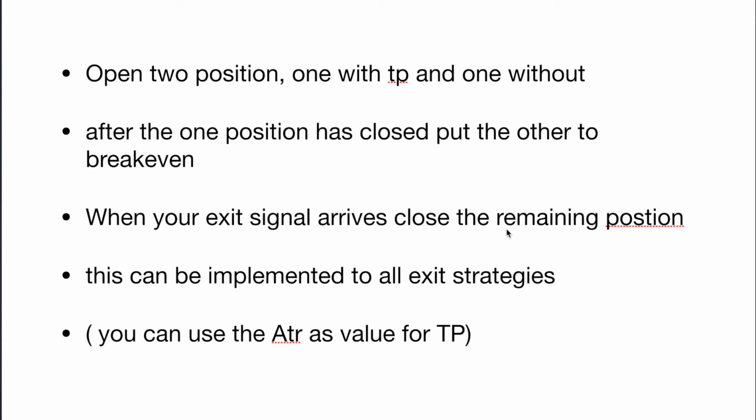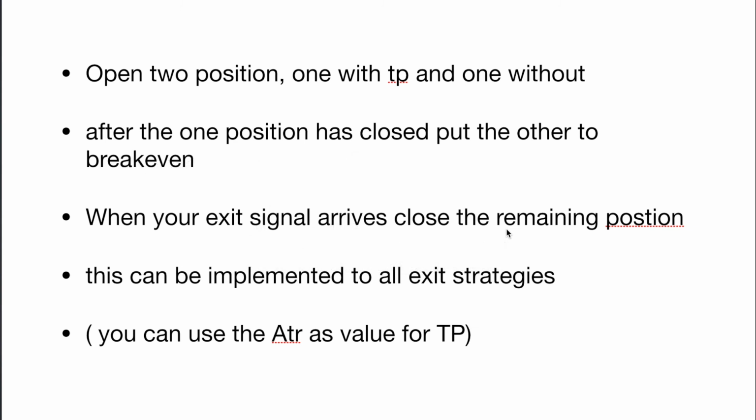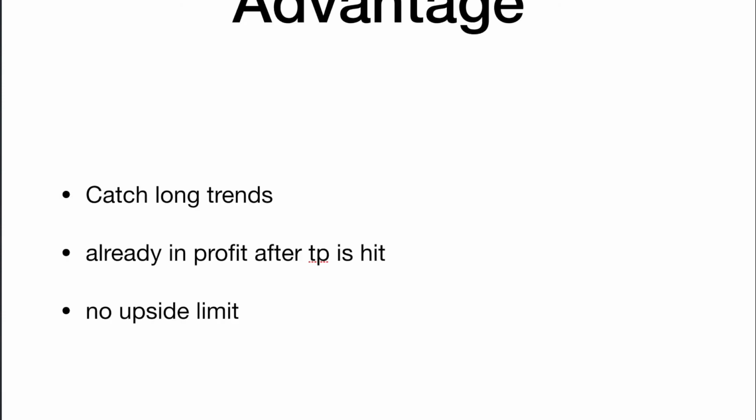And the author used the ATR value as take profit. That's also very interesting, because ATR is the average true range, so the average candle size of the last 14 candles. So it's very likely that the take profit is getting hit, and once the take profit is hit, you put the other remaining position to break even, so you can ride out or catch long trends, and you're already in profit when the take profit is hit. So to resume, it's really like you have no upside limit.